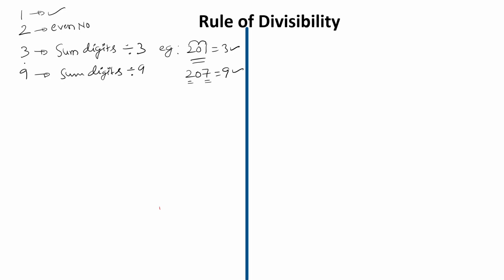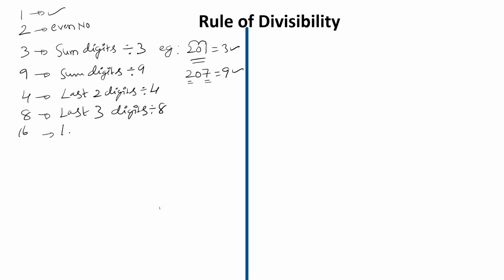Now after 1, 2, 3, 4 will come. For 4, the last 2 digits should be divisible by 4. Similarly 8 and 16 are also there. The last 3 digits should be divisible by 8, and for 16 the last 4 digits should be divisible by 16.